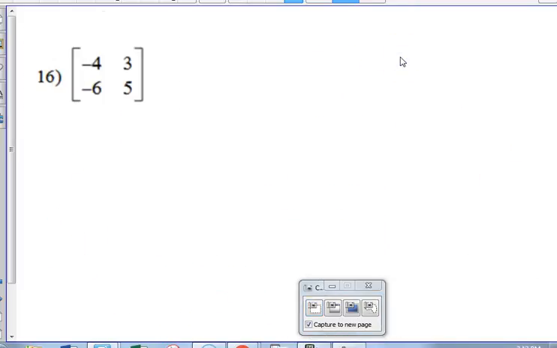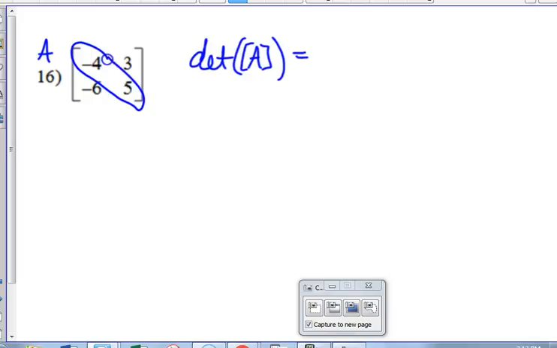All right, here we go. Determinant first. If this is matrix A, I'm going to write it like this because this is what it's going to look like on our calculator. The determinant of matrix A is -20 minus -18, which is -2.